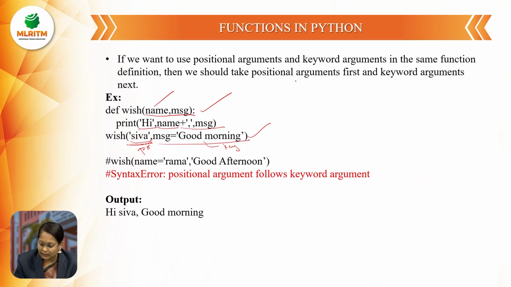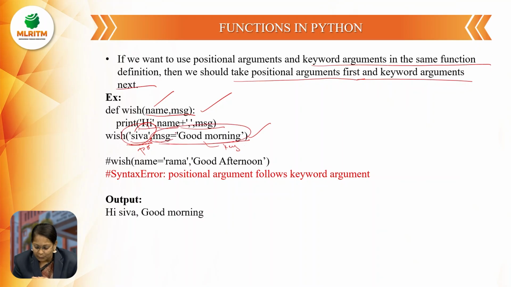So first observe this line. If we use positional and keyword arguments in the same function, take positional arguments first and keyword arguments next. So the positional argument is first, this keyword argument is next. So this will not give any error. Why? Because Shiva is a positional argument and message is equal to good morning is a keyword argument. So it satisfies this condition. That's why it will give the message, hi Shiva, good morning.